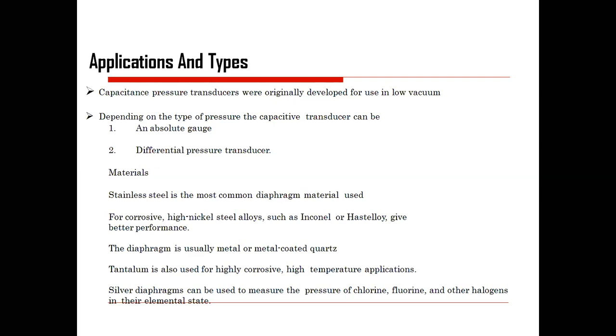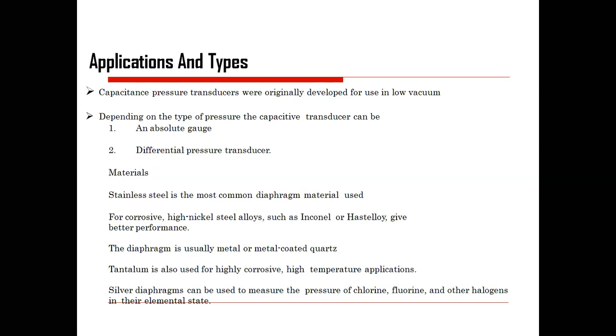So, what is the significance of that? Depending on the type of pressure, the capacitive type of transducer, whether we are utilizing an absolute gauge or a differential transducer. With reference to absolute gauge or differential one, it means either we are using two pressures or we are using a single pressure. So depending on that, the capacitive type of pressure transducer can be used.